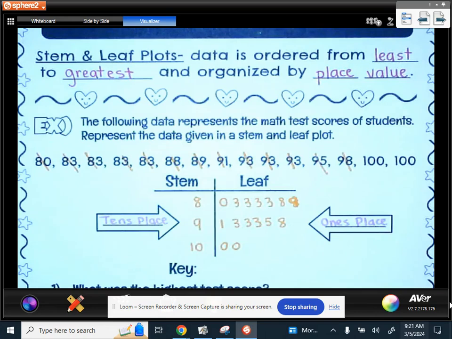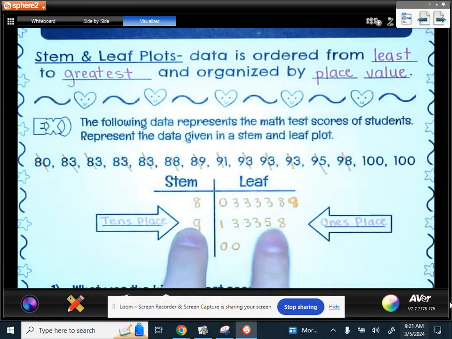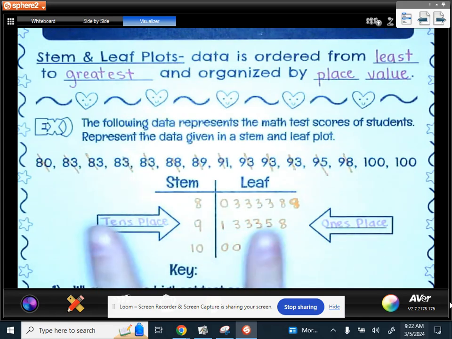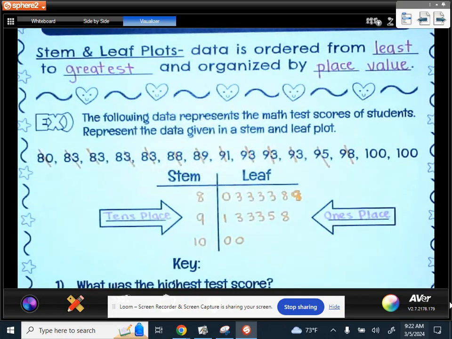So what I like to do when I'm reading a stem and leaf plot is to use my 2 fingers. I know that this is 100, 100, 91, 93, 93, 93, 95, 98. I like to read it together so that I'm not getting confused. These don't go alone and these don't go alone. They have to go together.